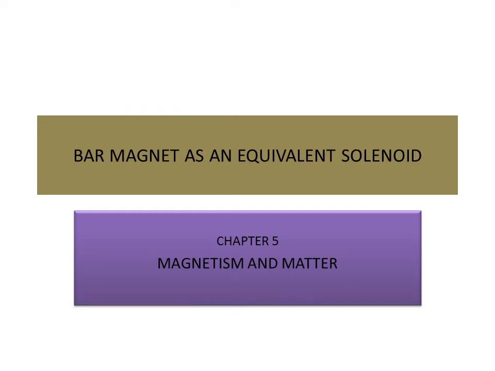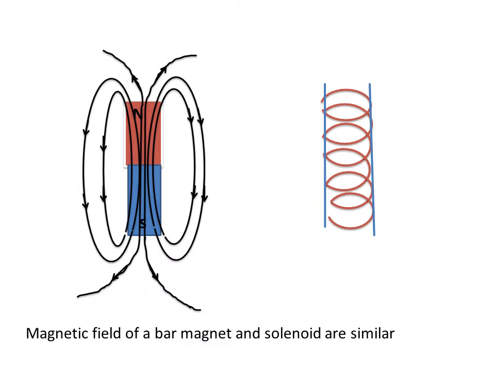Today we are going to study the topic bar magnet as an equivalent solenoid from chapter 5, Magnetism and Matter. The field lines of a bar magnet and solenoid are similar. In the case of a bar magnet, we can see that outside the magnet, field lines start from the north pole and end on the south pole. Inside the magnet, they start from the south pole and end on the north pole.